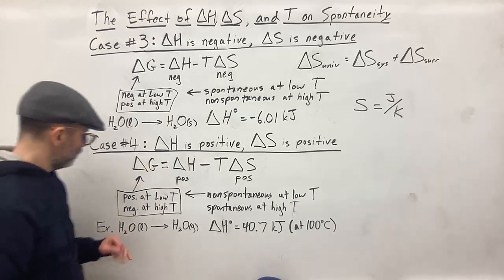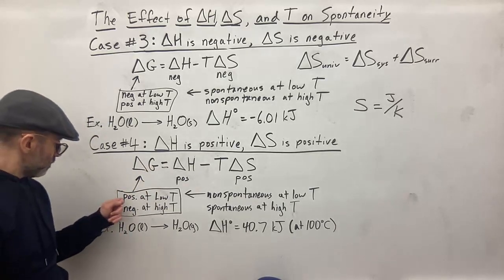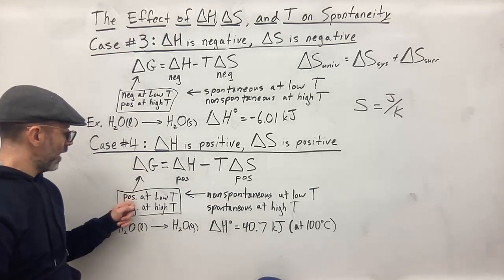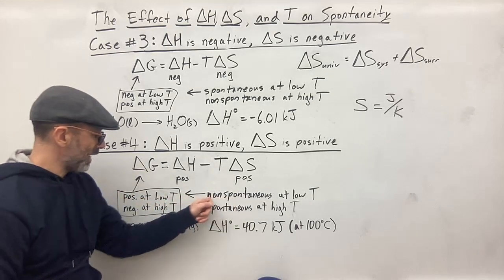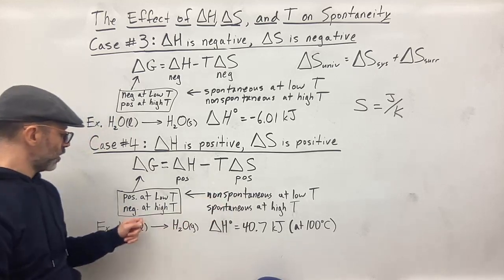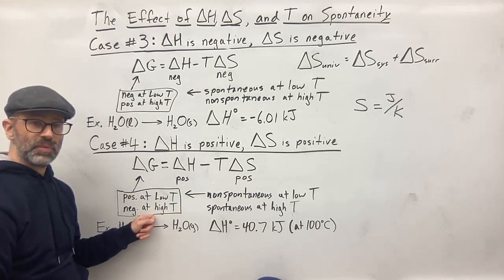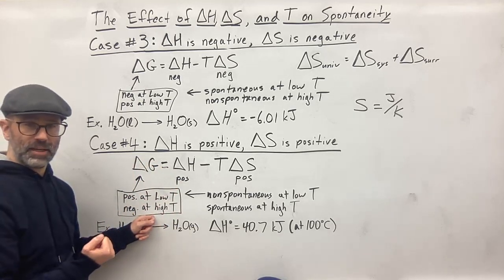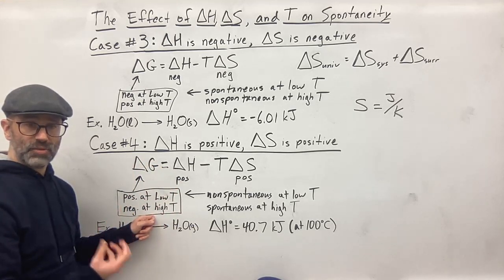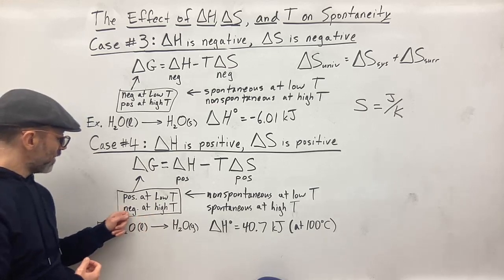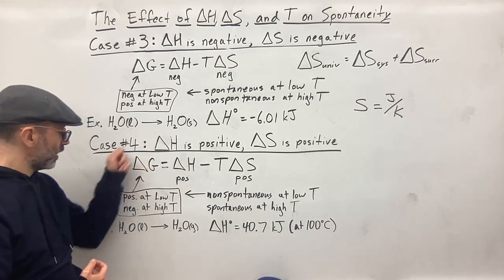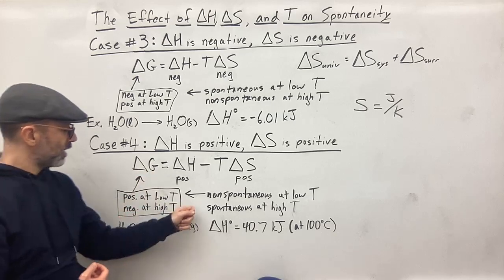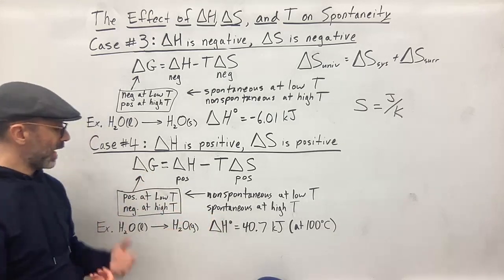And so again, delta G is going to be positive at low temperature and therefore non-spontaneous at low temperature. But at high temperature, where that absorbing of energy doesn't affect the entropy of the surroundings as much, that's going to give you a negative Gibbs free energy. And so that's going to be spontaneous at high temperature.